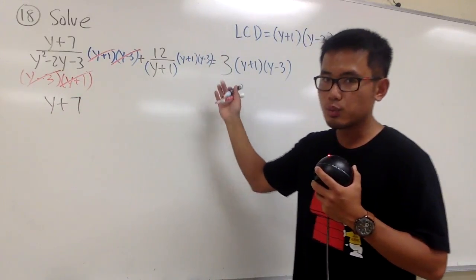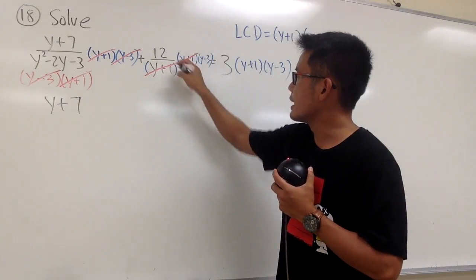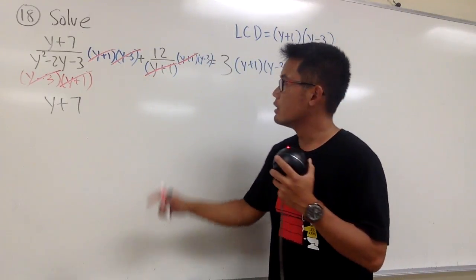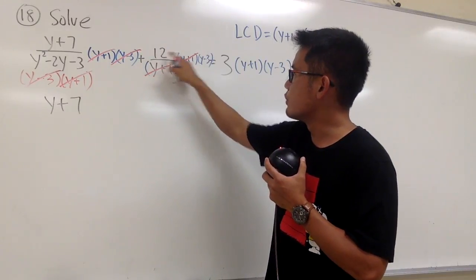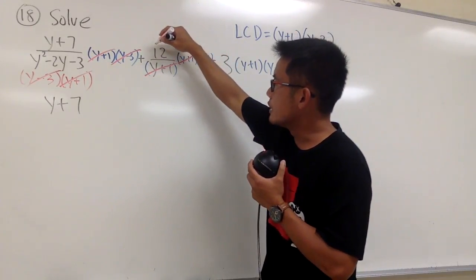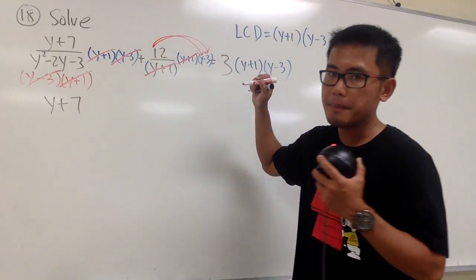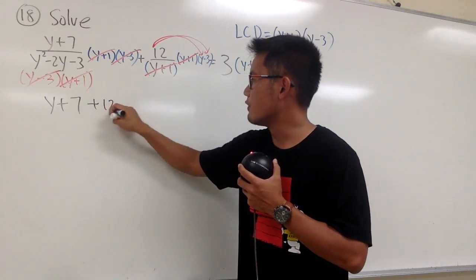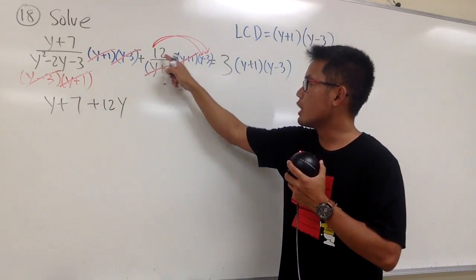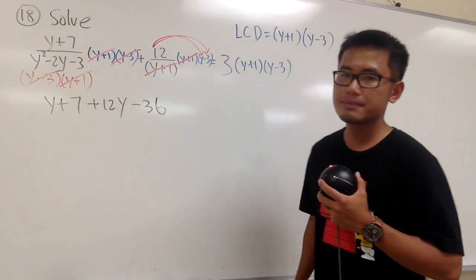And for the next one, the y plus 1 cancels with this y plus 1. And what we have to do is, this is a positive 12, which is in front of this parentheses. Be sure you take the positive 12 and distribute, okay? Positive 12 times y, that's plus 12y, and positive 12 times negative 3 will give us negative 36.